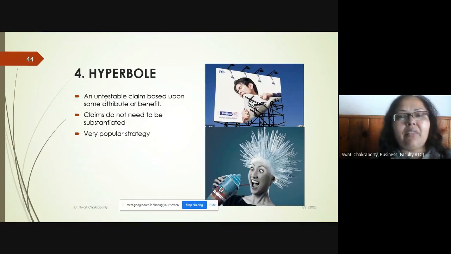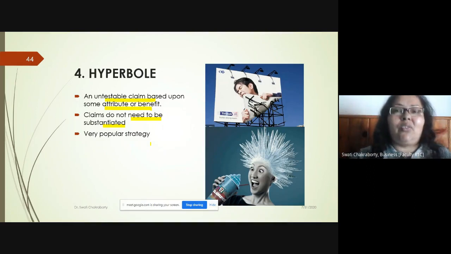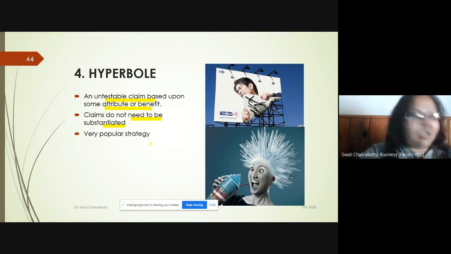Hyperbole, as we have already discussed, is an untestable claim based on some attribute or benefit. It's not tested, right? Claims do not need to be substantiated, there doesn't have to be evidence, and it's a very popular strategy. It's not negative advertising, but you cannot say it's wrong, neither can you say it's right. So that's a more popular strategy that we have.